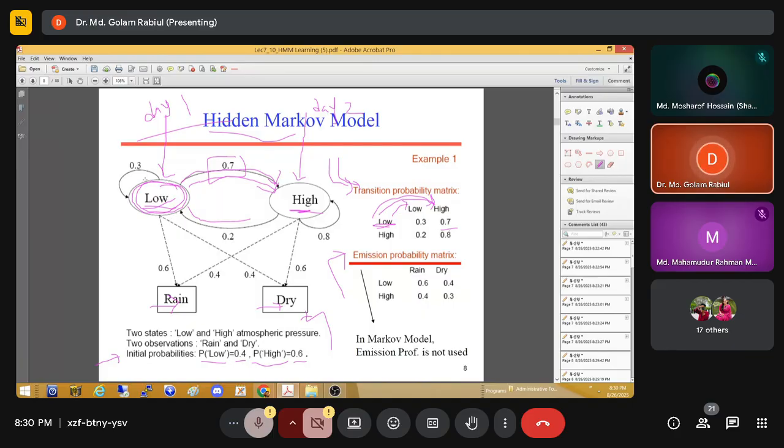Similarly, low to low means today is low atmospheric pressure and tomorrow will also be low atmospheric pressure. For that, low to low is 0.3.